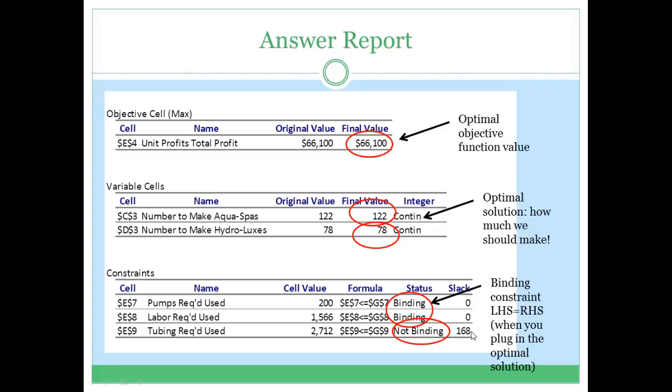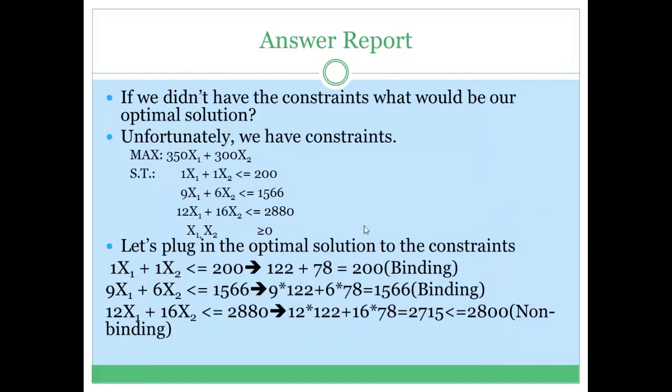So let's take a look at a little bit into detail. This is the problem that we had. This is the formulation. Let's plug in the optimal solution to the constraints. For the first one, this is our constraint, and we plug in the values of 122 plus 78. That is equal to 200, which is equal to the right-hand side. So our first constraint is binding, which means it is limiting. So if we were to increase our number of pumps to 201, we could actually make more hot tubs and we could make more profit.